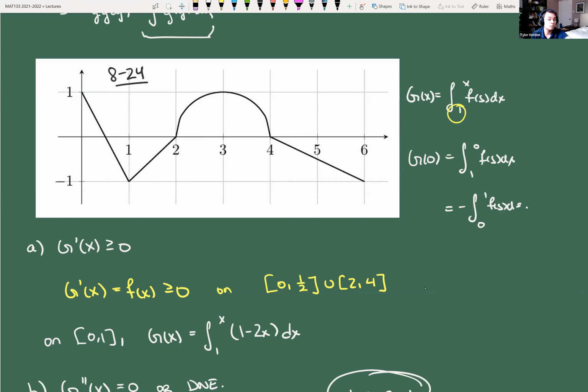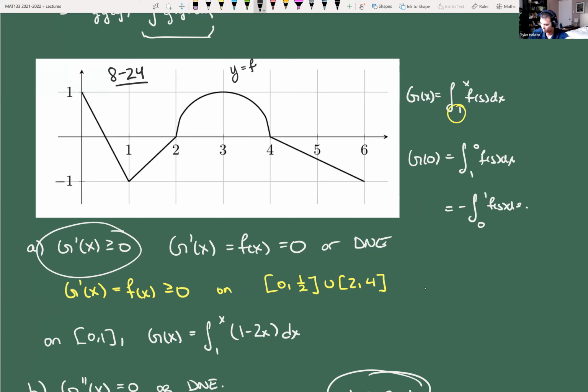Those are the critical points of f, but not the critical points of G, right? G is the integral. So it's very similar to this, right? So g prime of x is equal to f of x is equal to 0 or does not exist. So where does the function f equal 0 or does not exist? Anyone?